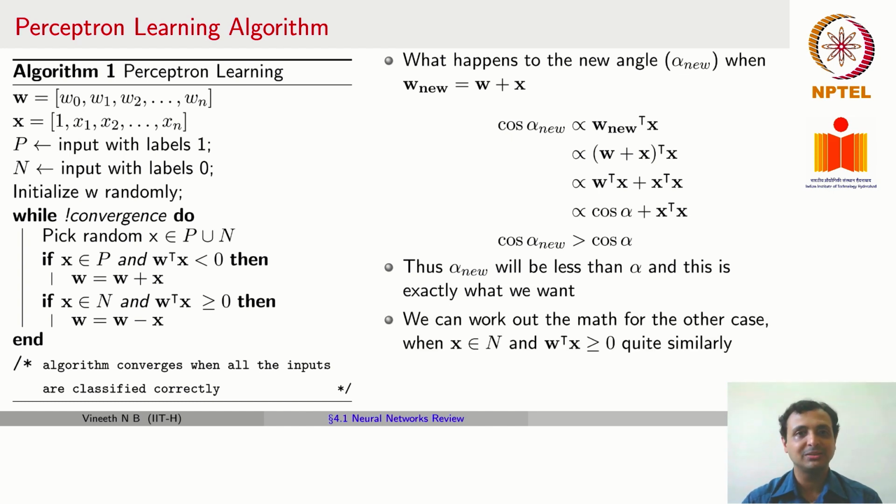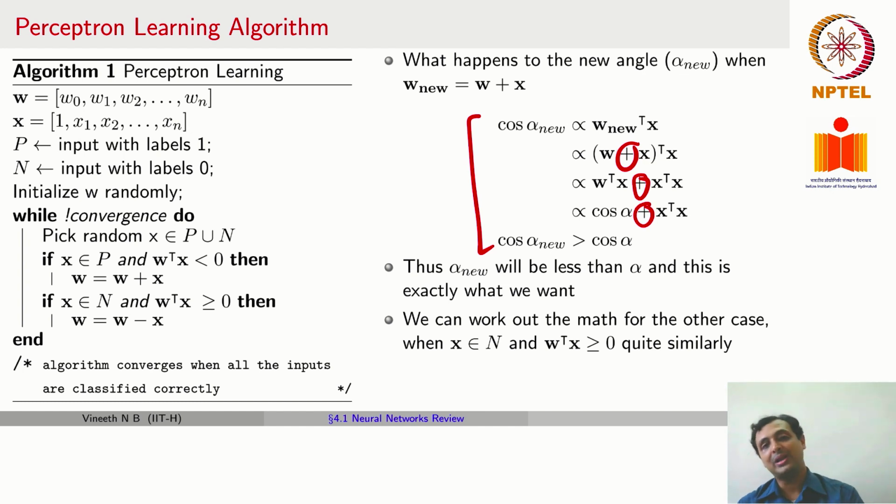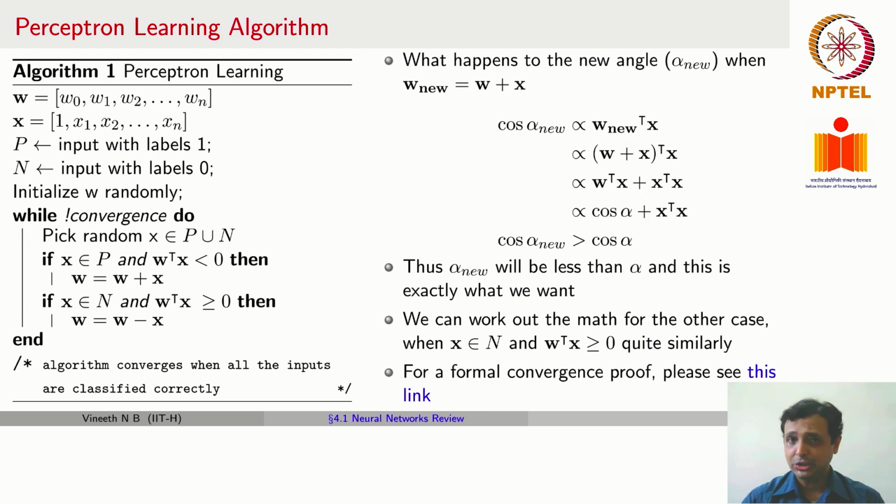But you can work out a similar scenario for points belonging to the negative class. You can work out a very similar scenario. The only thing is you would have a negative sign here, and you will find that the new angle will be greater than the old angle, which is what we would want for a negative class. That should convince you that this perceptron learning algorithm will keep improving in each iteration.